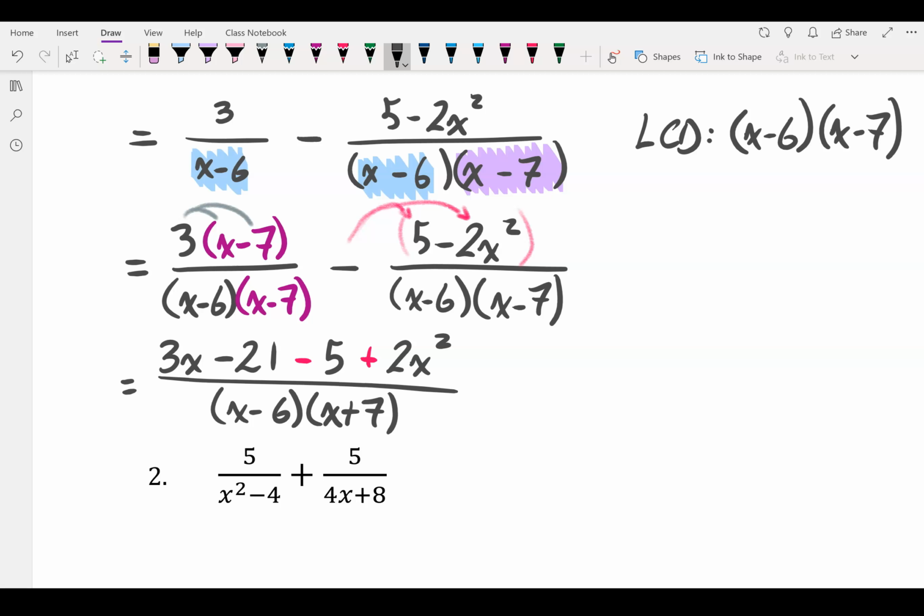Cancel or simplify terms on top. So look at your squareds first, just to go in order. I can see a 2x squared. There's no other x squareds, so I have 2x squared. Look for all your x's. I only have a 3x. So plus 3x. The numbers, however, do simplify. 21 and 5 come together to make 26, so negative 26. On bottom, nothing to do.